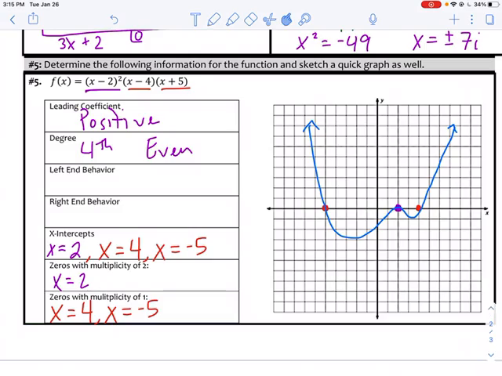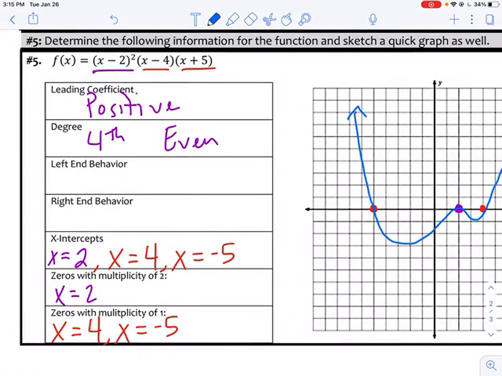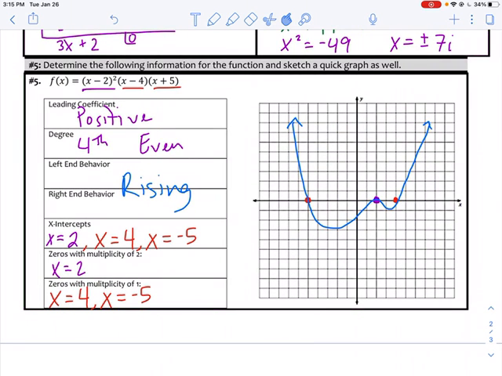All right, guys. Hopefully that made sense. And left and right end behavior are both going to be rising here. And make sure that you guys reach out and let us know if you have any questions.